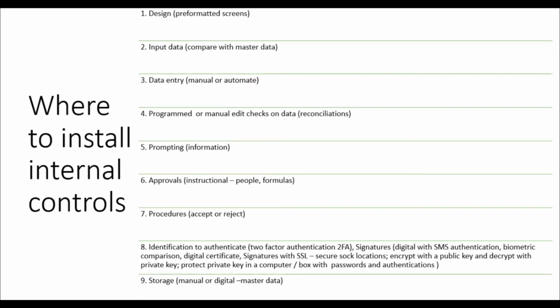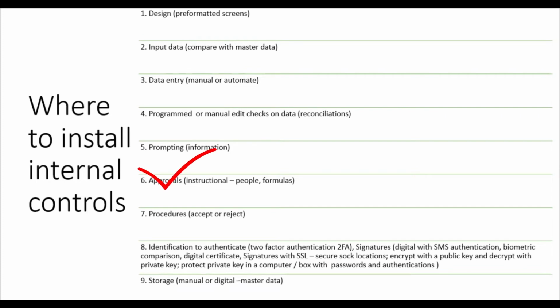In data entry, the enterprise can decide whether it's a manual entry or automated entry, and can conduct programmed or manual edit checks on data, such as reconciliation. There could be prompting of information when data entry, edits, and rejecting is conducted.